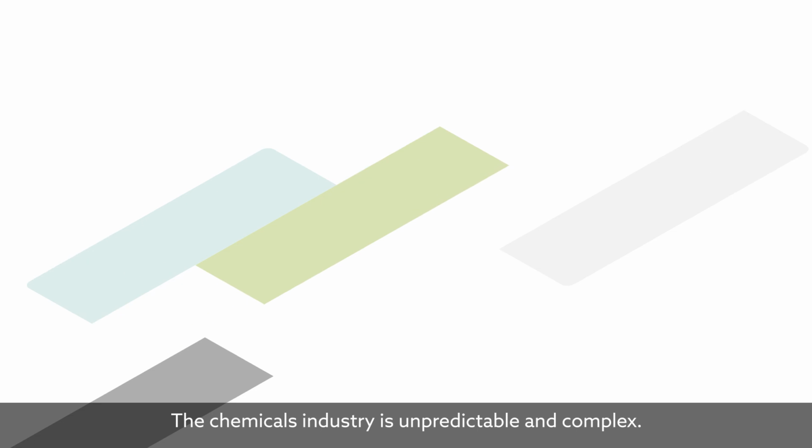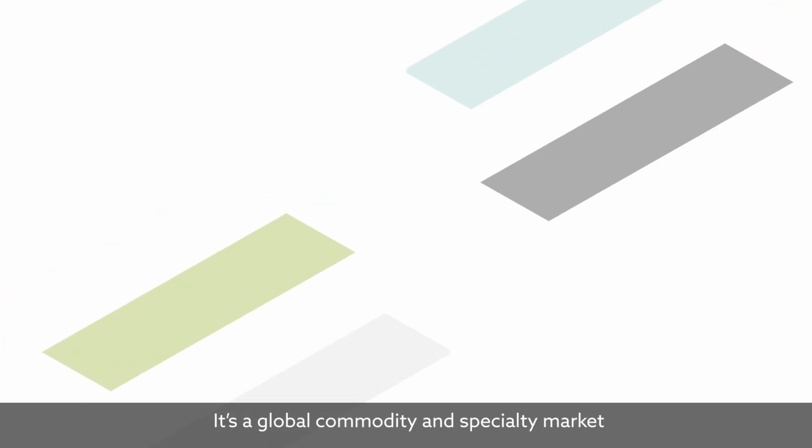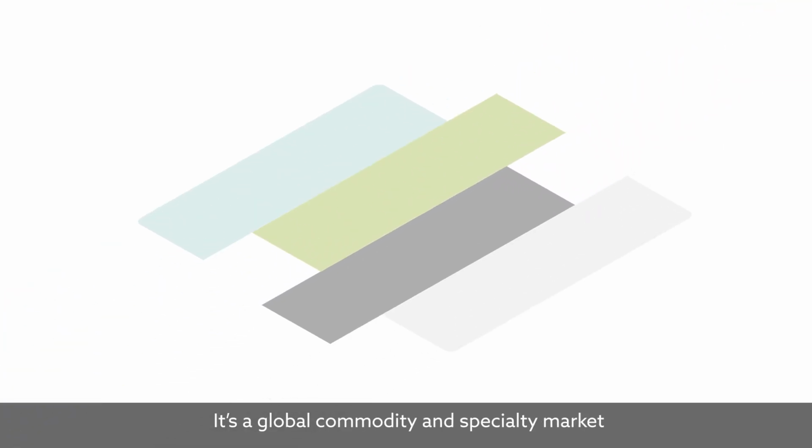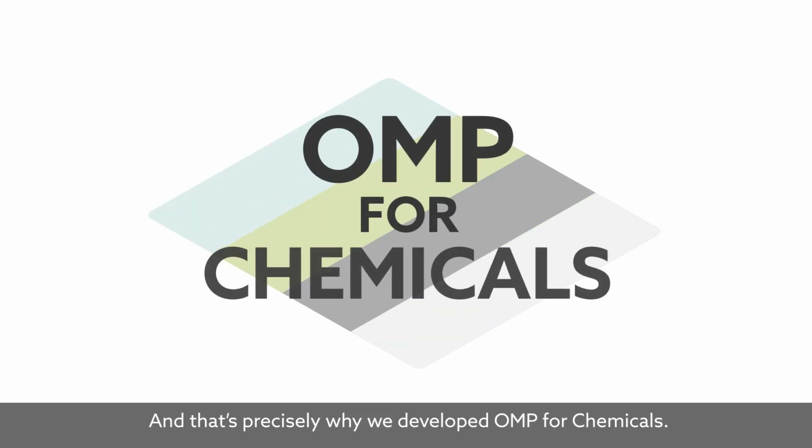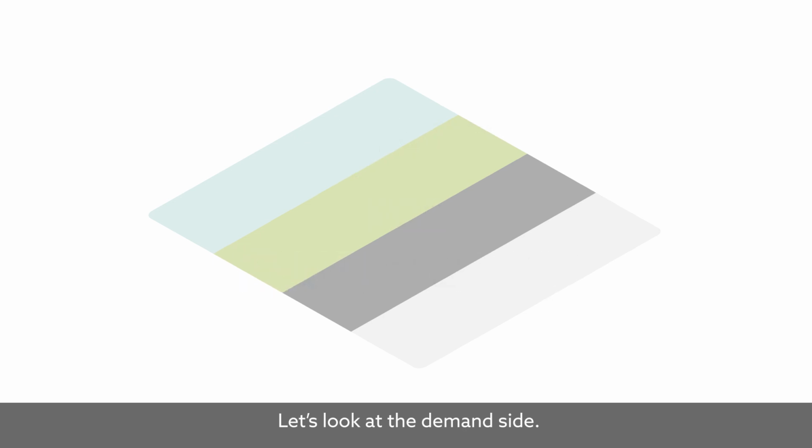The chemicals industry is unpredictable and complex. It's a global commodity and specialty market caught between demand uncertainties and push effects, and hard to plan for maximum profitability. And that's precisely why we developed OMP for chemicals. Let's look at the demand side.